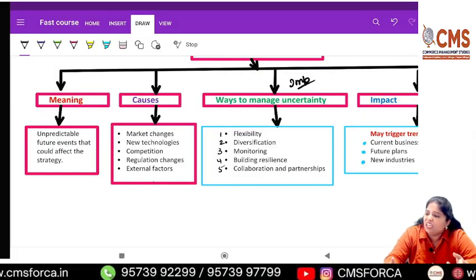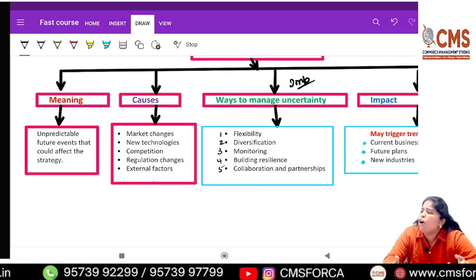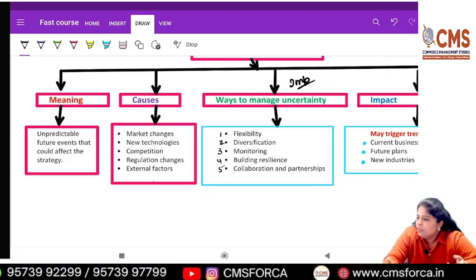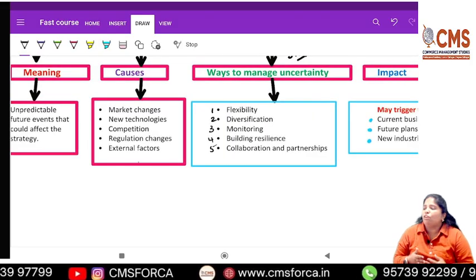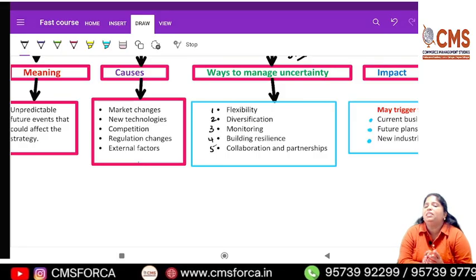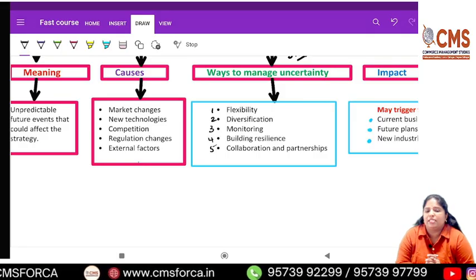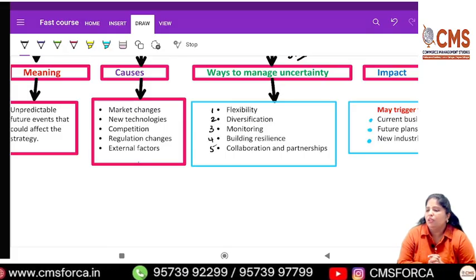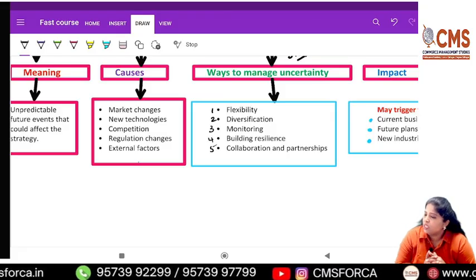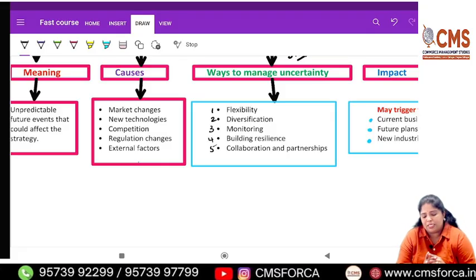Some unforeseen events like economic disasters might happen, where suddenly you are seeing a recession. So like this, a lot of market change, customer demand, customer interest also might change. So these are various causes for such strategic uncertainty.